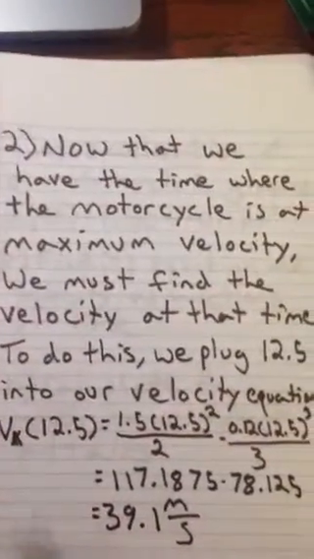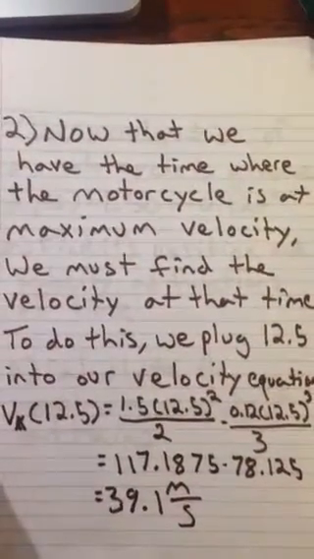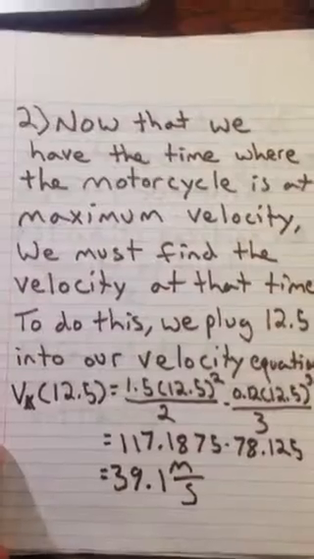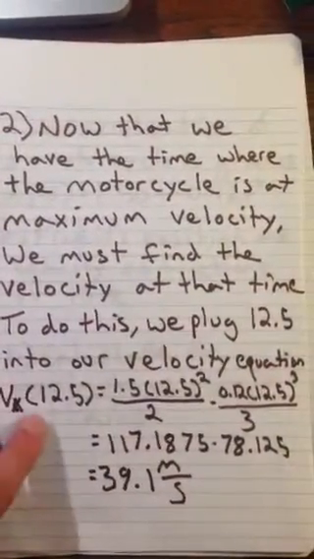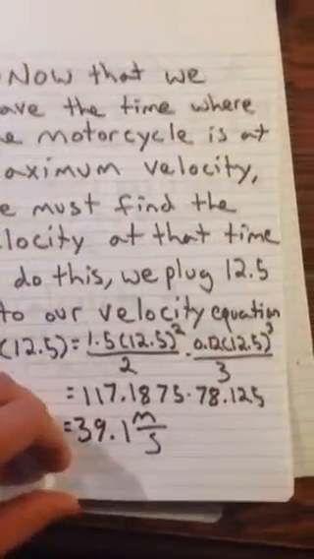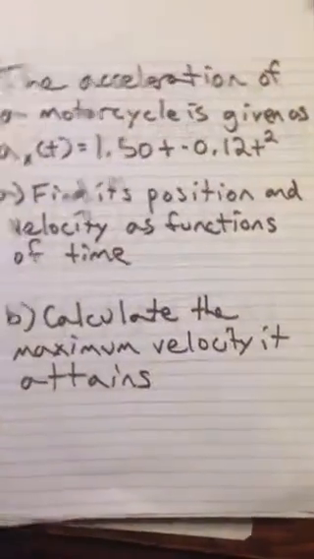Now, we have the time when the motorcycle is at its maximum velocity, but we must find the velocity at that time. To do this, we plug 12.5 into our velocity equation, which gives us 39.1 meters per second, which is the fastest that the motorcycle moves.